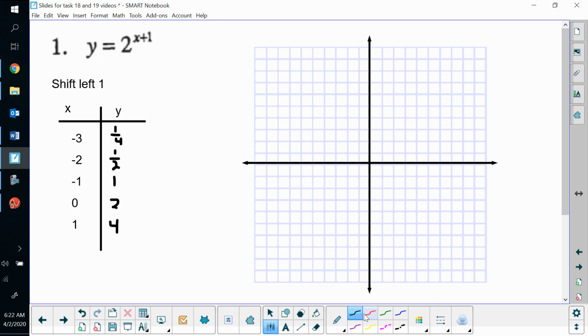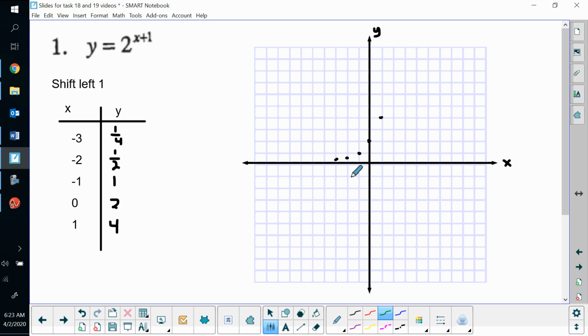On your paper, go ahead, draw an XY axis. On your x's, we just need to scale out -3 to 1. On y's, notice we just have to go up. We need to make sure we can get up to 4. We'll label our x and y axis. We're going to have -3 and 1/4, so pretty low. We'll have -2 and 1/2, -1 and 1, 0 and 2. Oops, I plotted that one too high. And then 1 and 4.